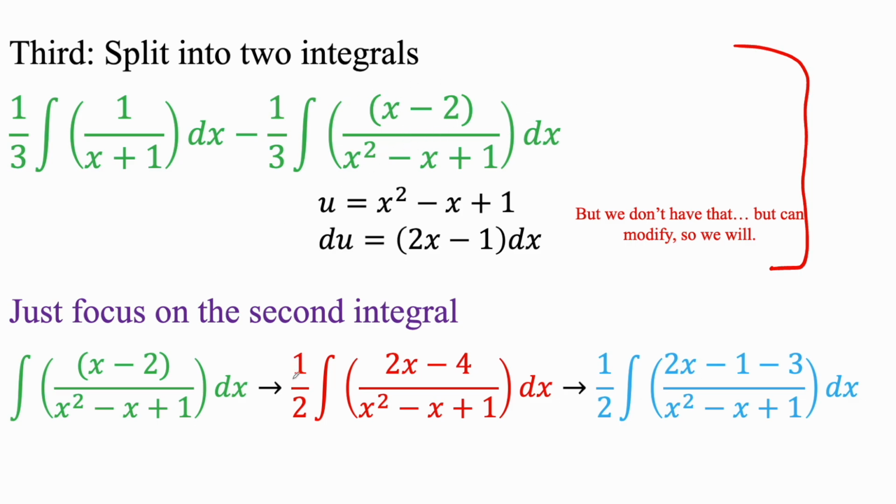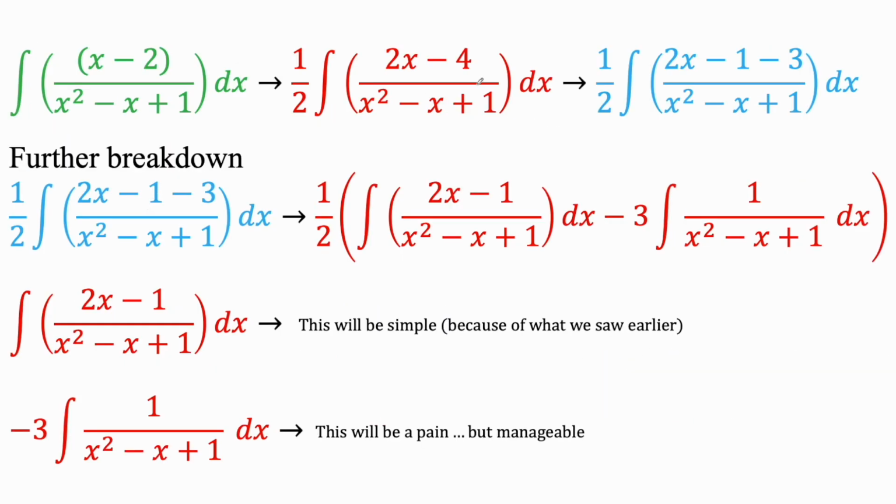Now, if I take out a 1/2, I can do that if I double this piece, because 1/2 times 2x is positive x. 1/2 times negative 4 is negative 2. So it's a match. Likewise, I can change negative 4 to negative 1 minus 3. Okay, we're going to continue. So now this is a copy from the last slide, and this is the new stuff.